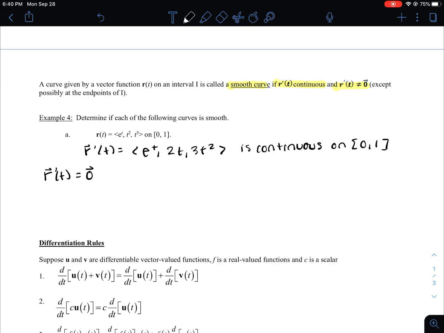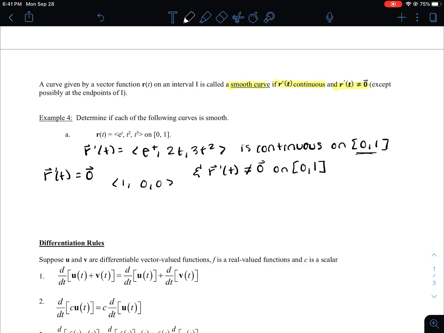We get pretty close in the sense that we could get the vector 1, 0, 0, but there's no way for us to make all 3 components equal to 0 using the values 0 to 1. So therefore, there is no way, okay? And r prime of t does not equal the 0 vector on 0 to 1, including the endpoints. Remember that the definition says it could be equal to 0 at an endpoint, and that would still count as smooth. But we're good in this case to include the endpoints.